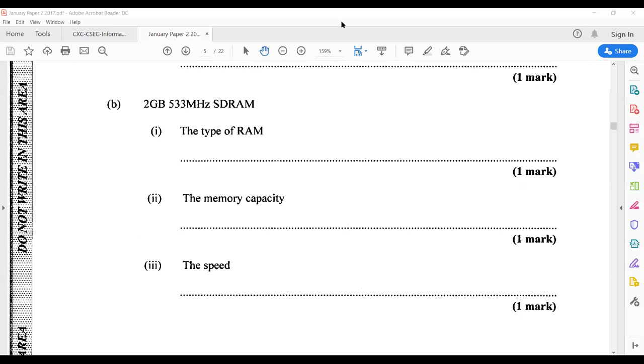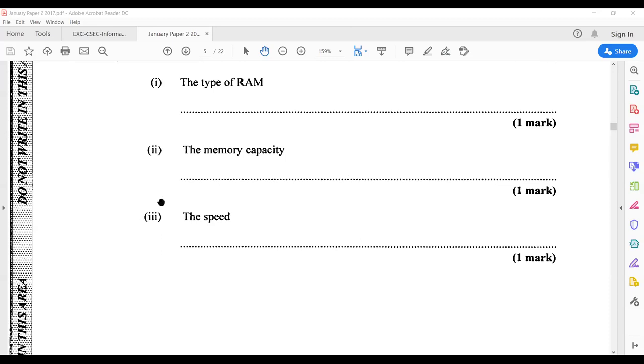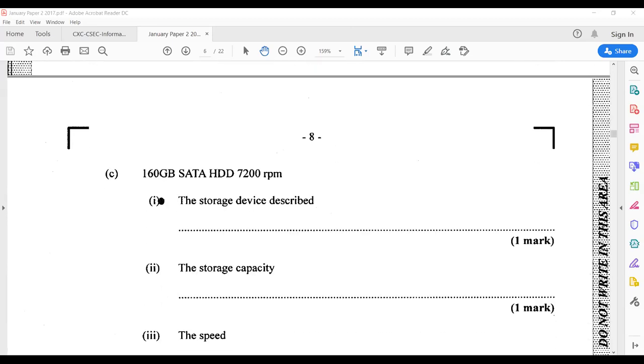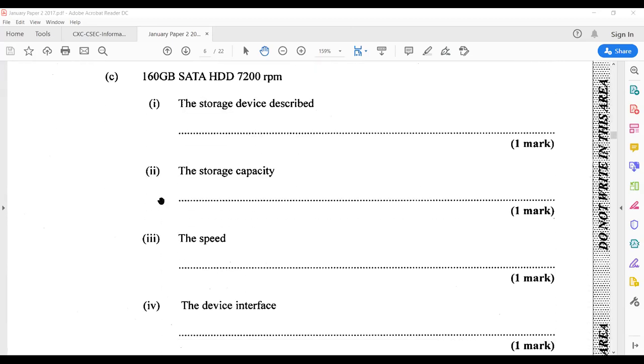Yeah, you could if you want to say what your suggestion is. Speed is 533 MHz. The type of RAM is SDRAM, and the memory capacity is 2 gigabytes. Correct. Yes, that's the answer there, right? So that's good. Now there's a third device, right?